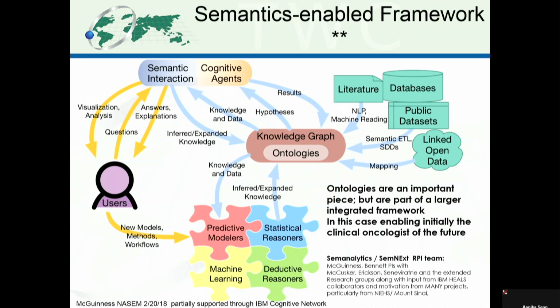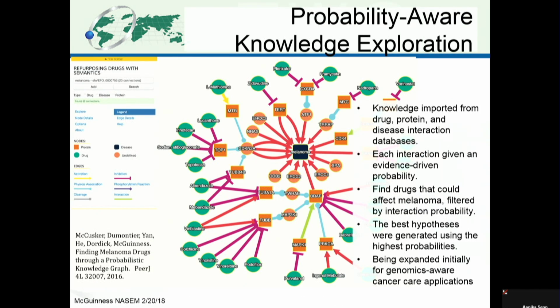The initial target of the program that I'm leading here is trying to enable the physician of the future, the precision health physician of the future. In this case, we were doing clinical oncologists first, but we want to help them figure out how they can make better decisions. And it's powered by a back-end knowledge graph. In this case, we pulled in drugs, proteins, and disease interactions. And then we weighted the links on the method that they used to encode that information and how likely biostatisticians' analysis thought it would be reliable. And then how do we find outcomes? Here we were looking for potential retargetings of drugs, but we're expanding this to be genomics-aware cancer care.